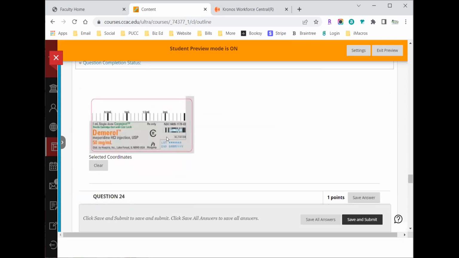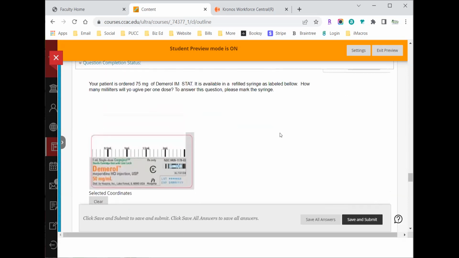But anyways, all right. So how many milliliters do we give per 1 dose, and then mark the syringe. So this is another dropping the point like we've been doing. So we're going to take our order, 75. What do we have available? It says 50 milligrams per milliliter. So 75 divided by 50, it's per 1 milliliter. So the answer, as Sabina posted there, is 1.5 milliliters. So I'm just going to look on my label and make a point right at the 1.5.